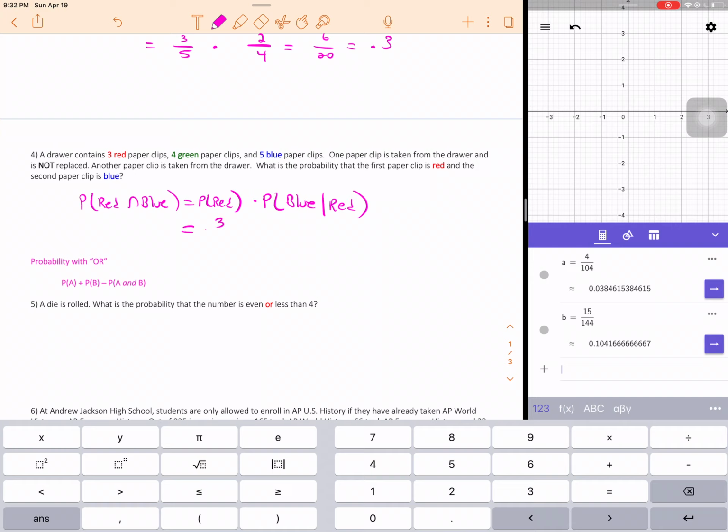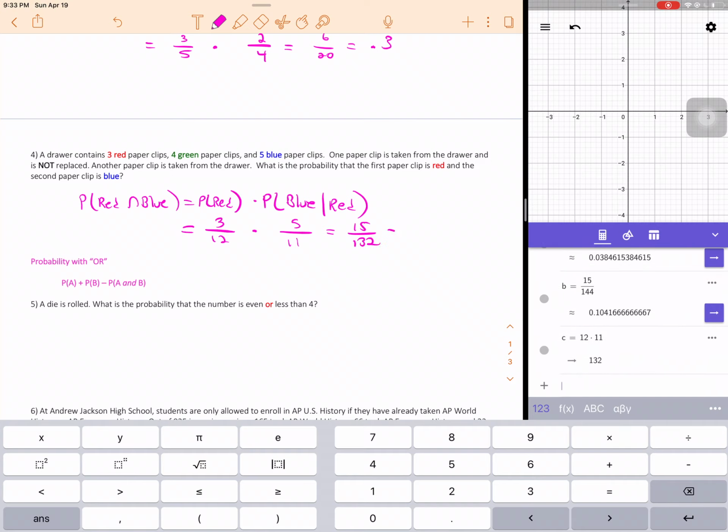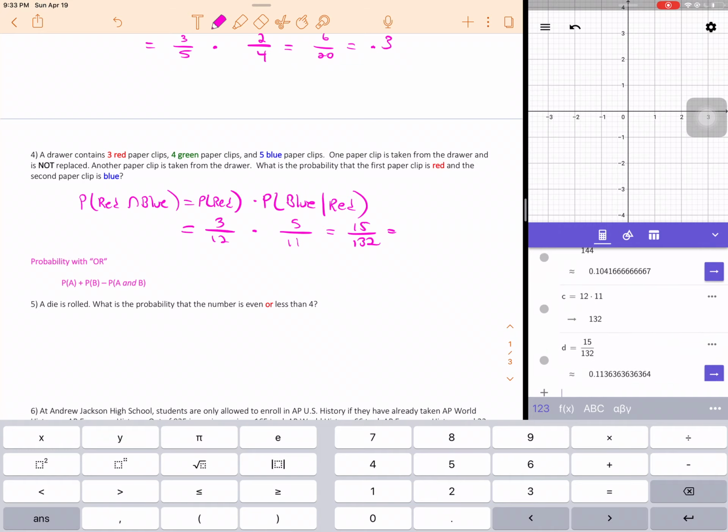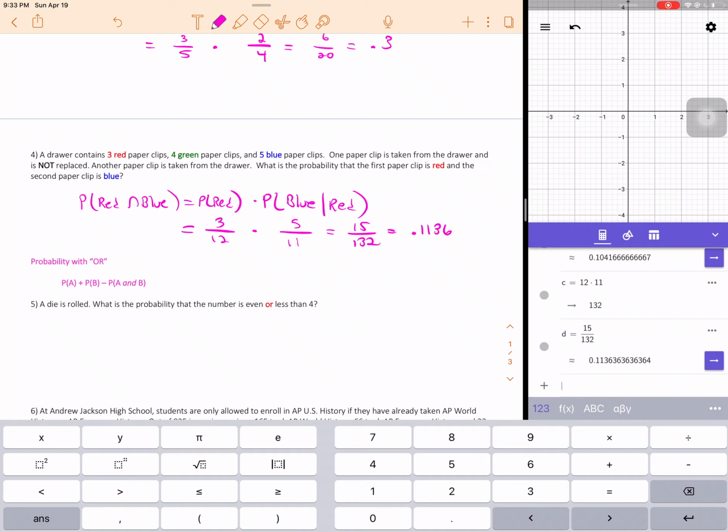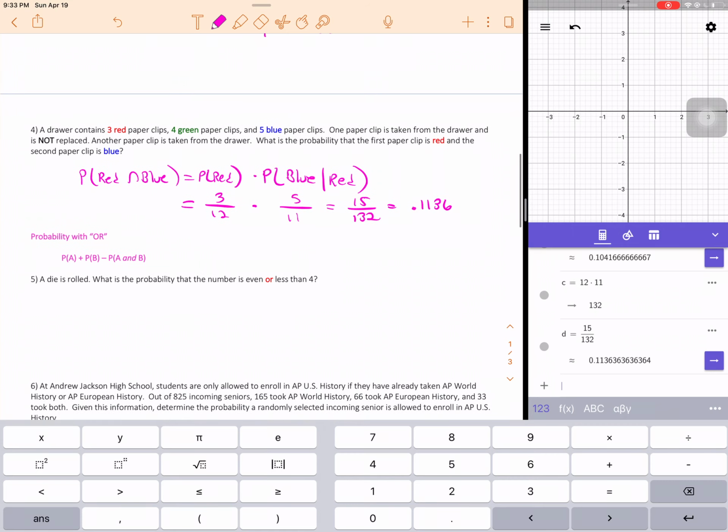So 3 out of 12 red times 5 out of 11, which is 15 over 132, which you could leave that way. You don't have to change this, but I like to see it as a proportion: 0.1136, about 11.36%. Good.